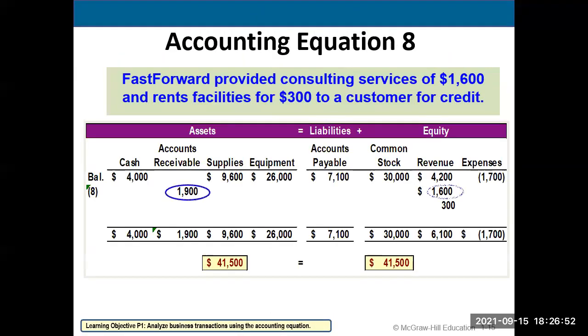So accounts receivable, an asset, increases. Revenues, which increase equity, also increase. And so our overall balance will be the same both on the asset side and the liabilities and equity side.